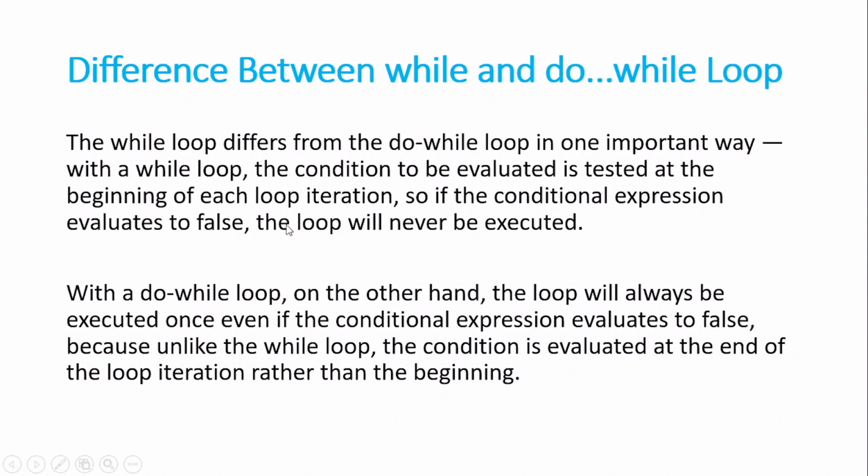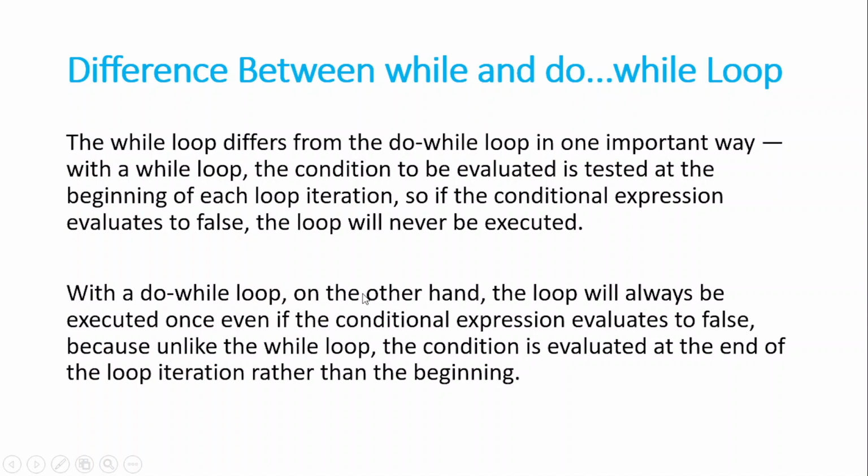So in this way we can execute the same thing here. Now you can see the difference between the while and do while loop. The while loop differs from the do while loop in one important way. With a while loop, the condition to be evaluated is tested at the beginning of each loop iteration. So in the while loop, we check the condition at the start. If the conditional expression evaluates to false, the loop will never be executed. If the condition is false, then it will not execute the block even once. So it will not execute the code.